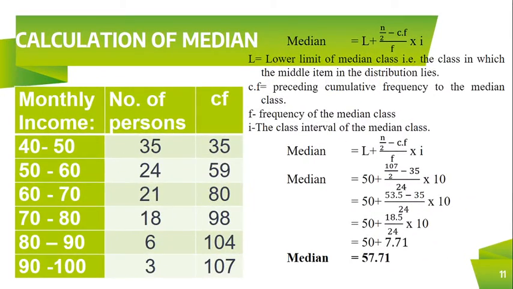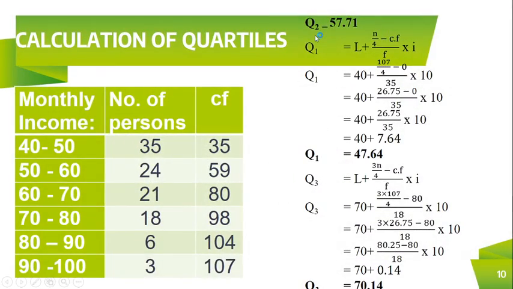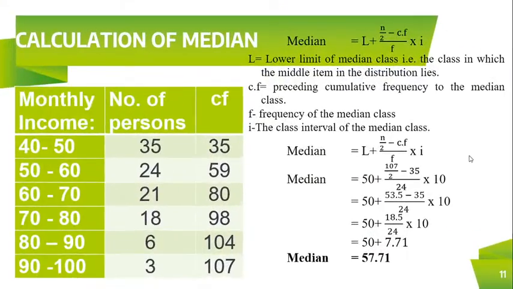So Q3 is arrived at by solving the values which are substituted. Now the median for the same question is L plus N by 2 minus CF by F into I. And the value of the median is actually taken as the value of Q2. So that is why Q2 is just written without a calculation being done, because median is equal to Q2.